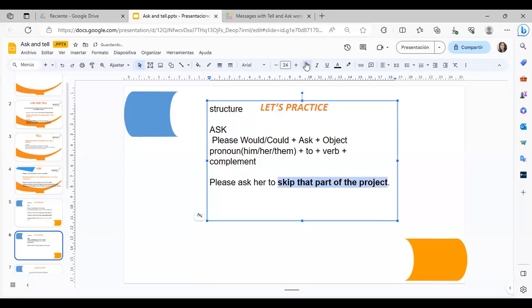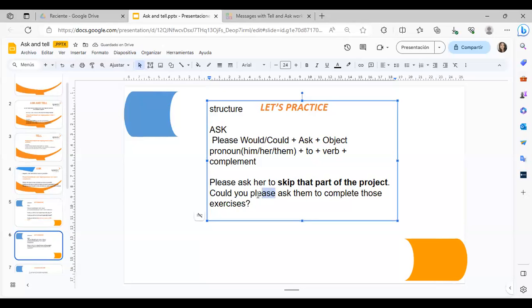Let's continue. Teacher, in this case, can I say, could you please ask them to complete those exercises? Yes, you can use that one. That is correct.